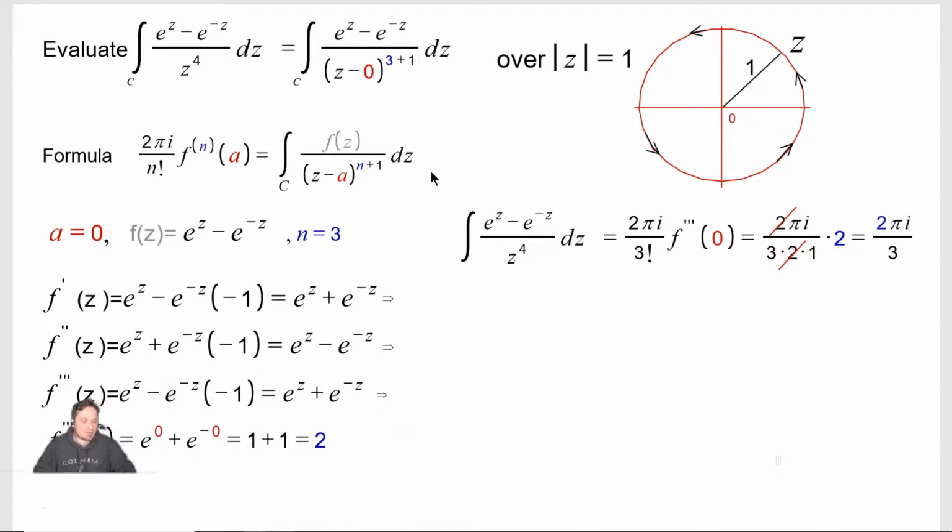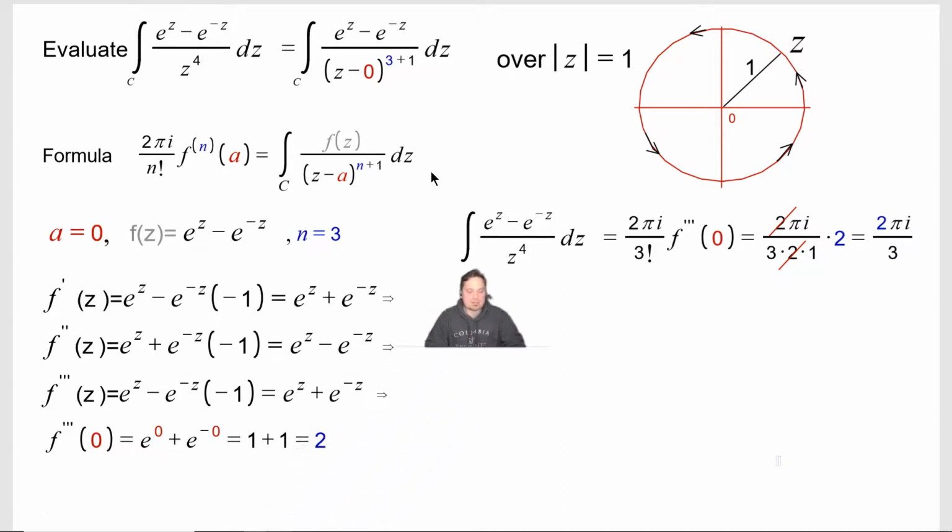f triple prime of z will be e to the z minus e to the negative z times, again, negative 1, the derivative of the negative z there. So that's going to give you e to the z plus e to the negative z. Now, because my formula relies on a third derivative evaluated at a, I've got to plug a into the third derivative. So it's f triple prime at 0, okay? It's going to be e to the 0 plus e to the negative 0, which is 1 plus 1, which is 2. So I've got 2 as the value of f triple prime at 0.